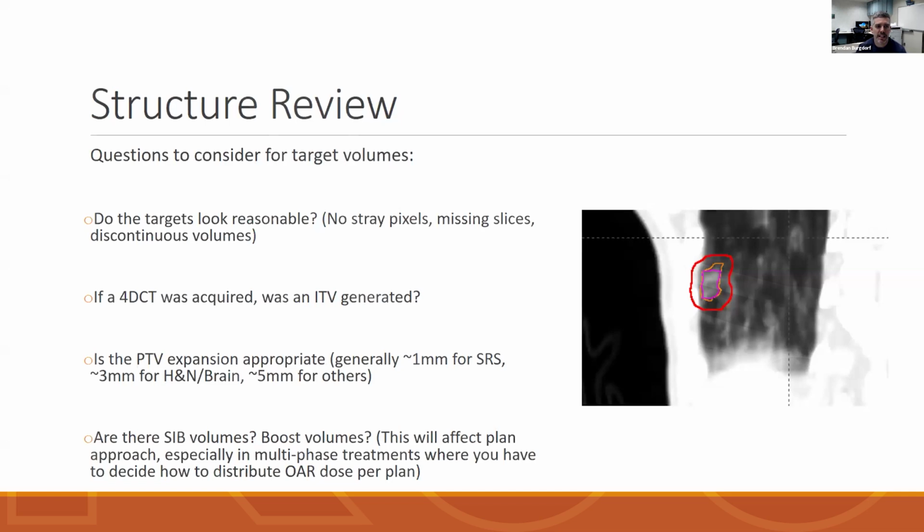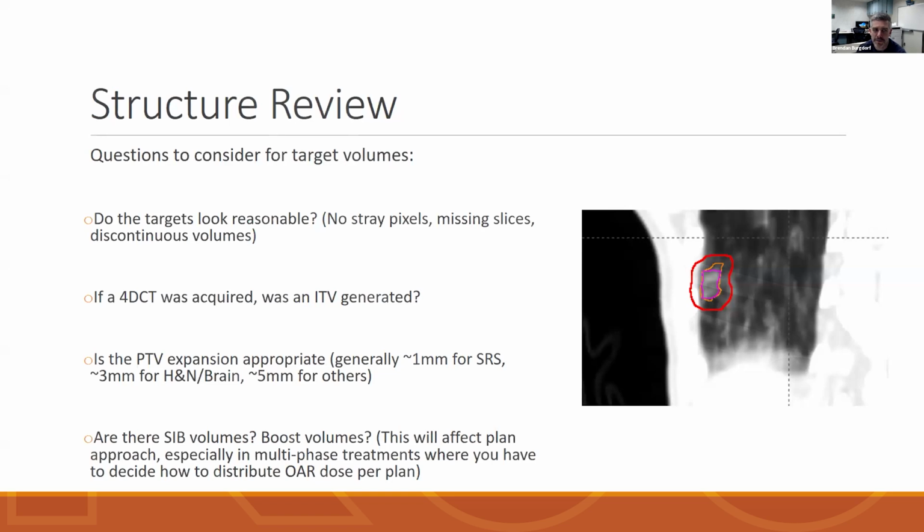And if a 4D CT was acquired for the patient as part of their simulation, was an ITV generated? In the picture here, I have an example of a lung tumor where you can see the pink volume is a GTV, but this patient had a 4D CT acquired as part of their simulation, and the physician drew an ITV, which encompasses that GTV on every phase of the breathing cycle. And then the red is obviously our PTV, which expands off the ITV.